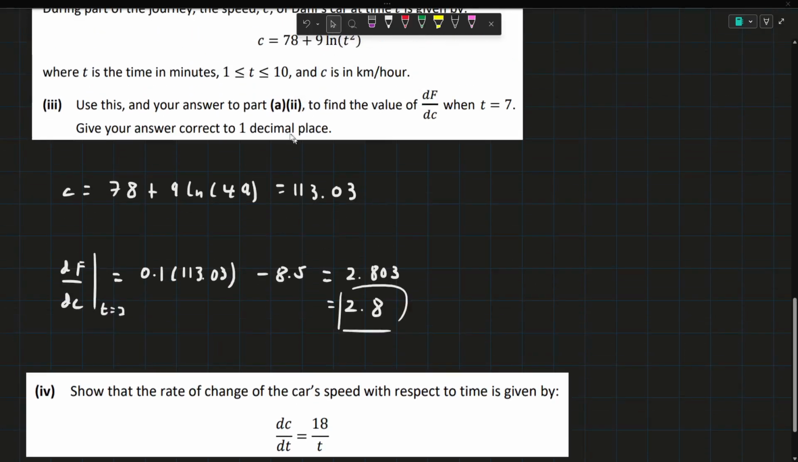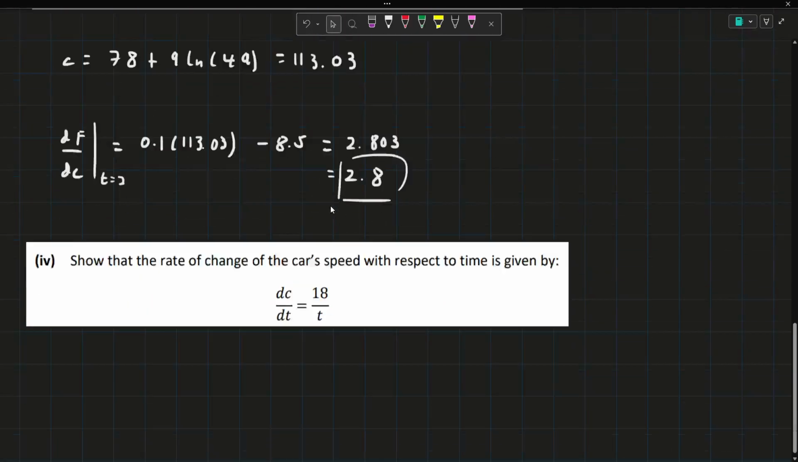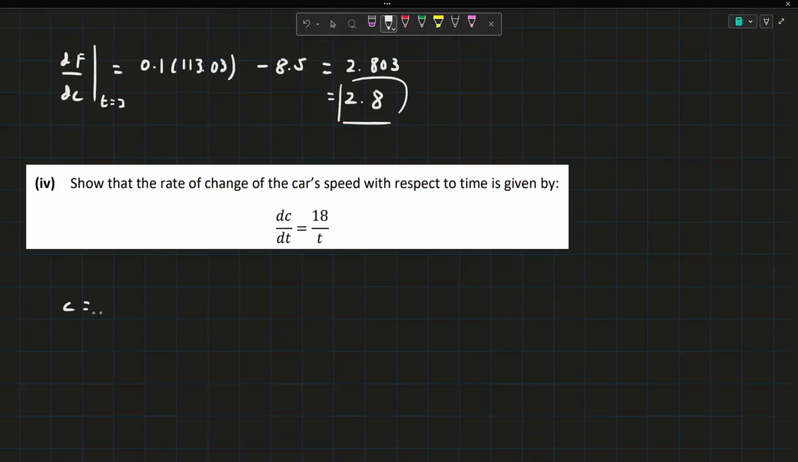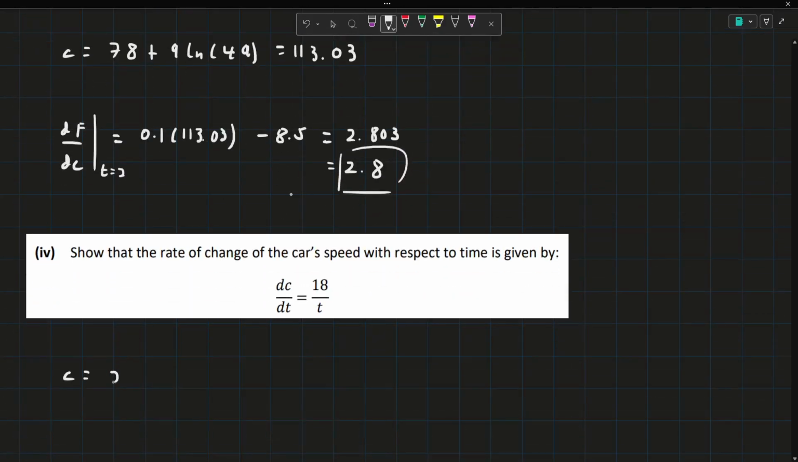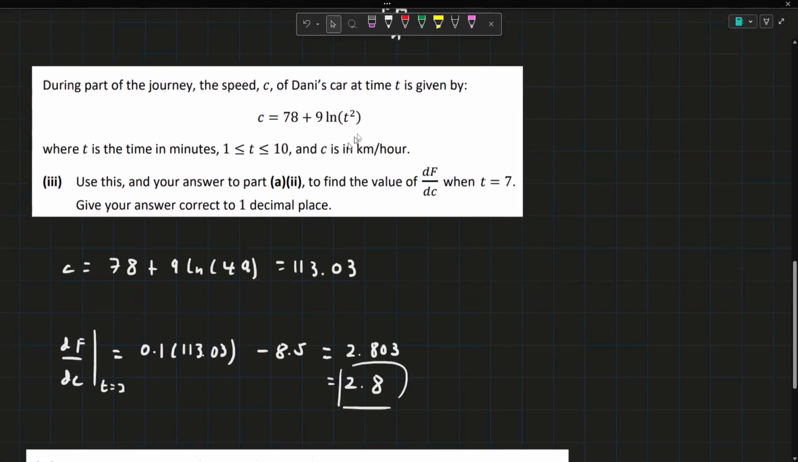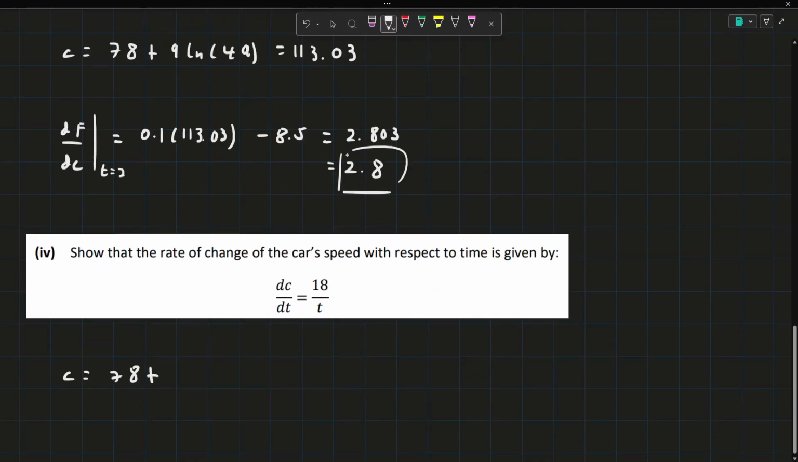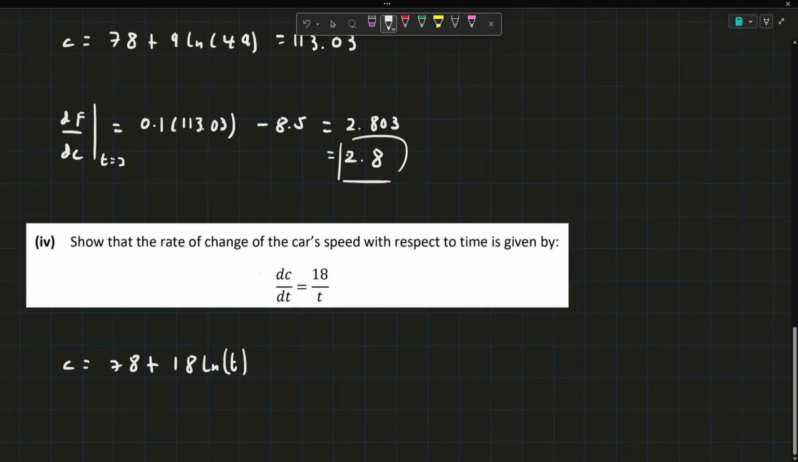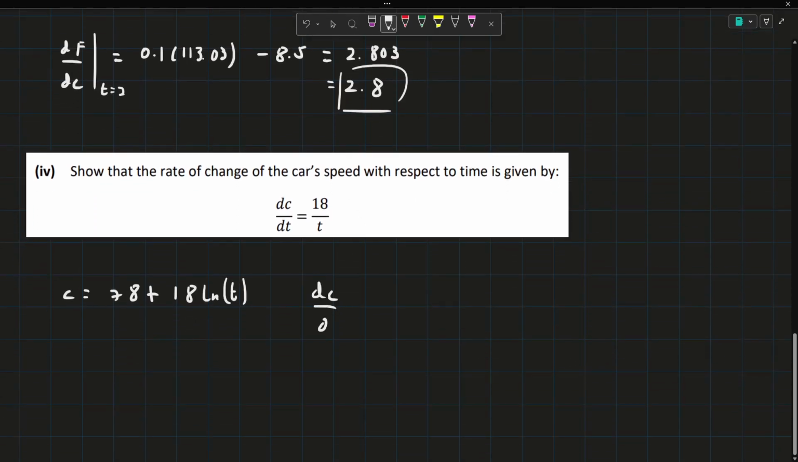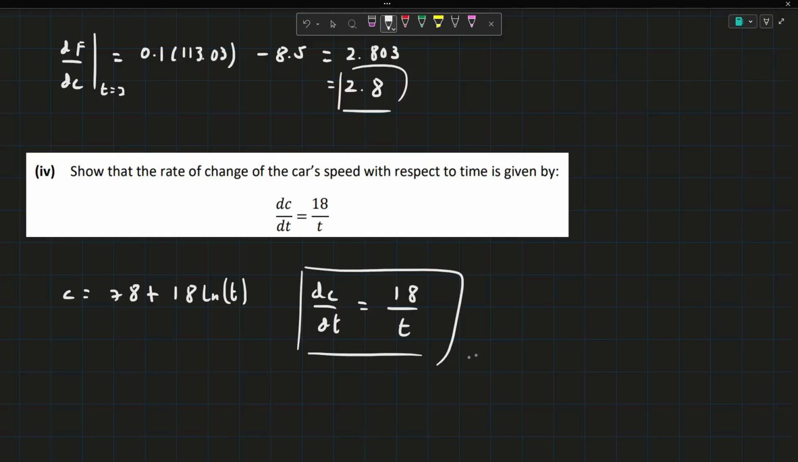So then we're asked to find dc over dt, so you just have to differentiate this function, which is quite easy. So remember, c is equal to 78 plus, and now to make this a bit easier, you could differentiate this, or you could use the laws of logs to bring this 2 down to the front here, because you can do that with logarithms. So 2 times 9 will give us 18 ln t. And that just makes it a bit easier to differentiate. So now we'll have dc over dt will be equal to derivative of a constant is 0, then we're going to have 18, and the derivative of ln t is just 1 over t. So we're just going to have 18 over t as required.